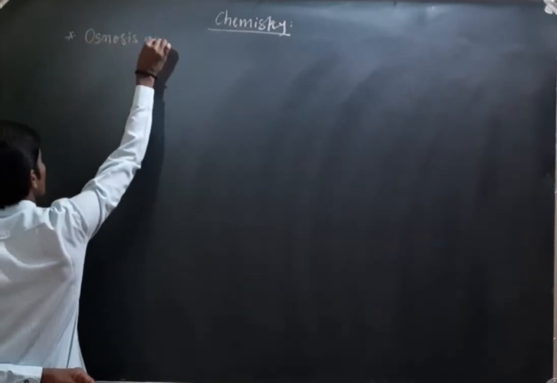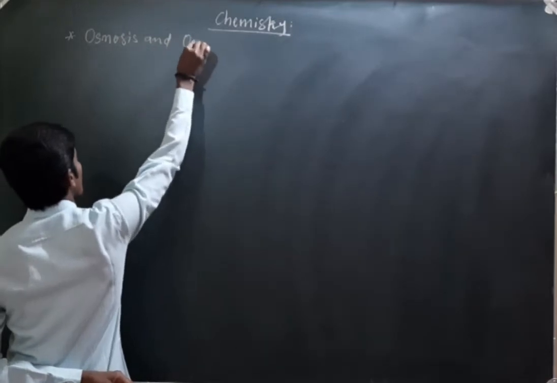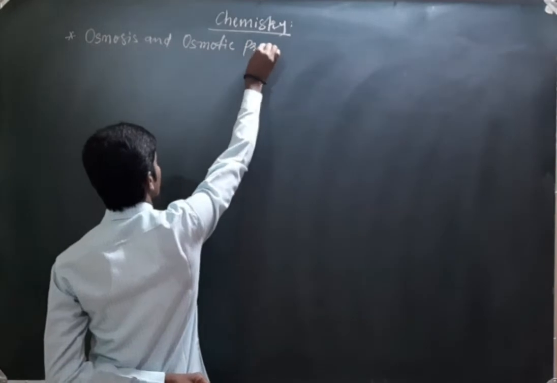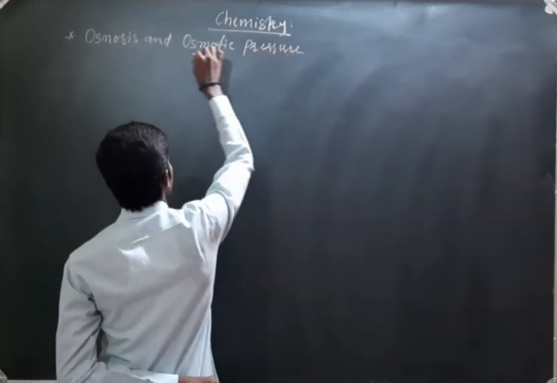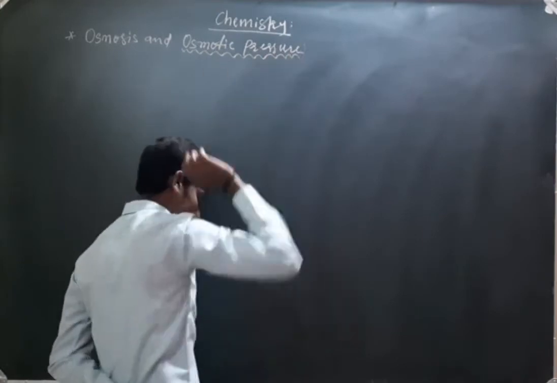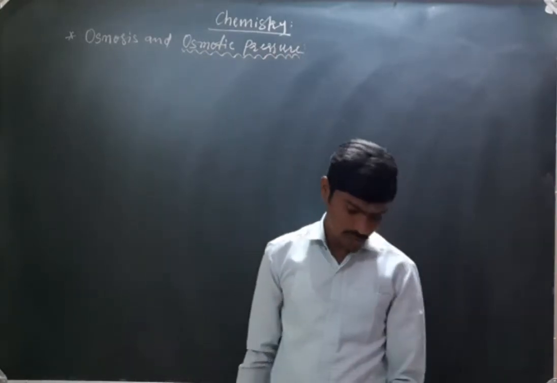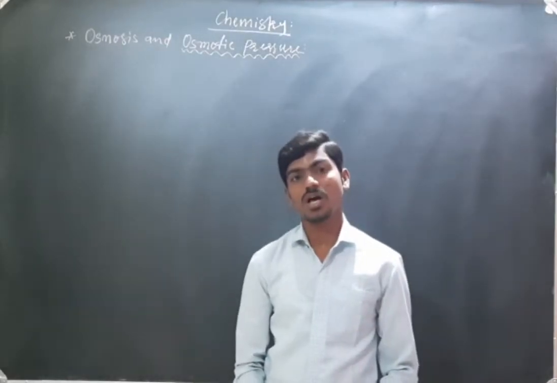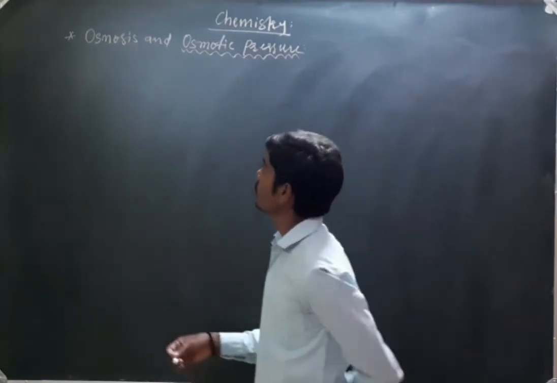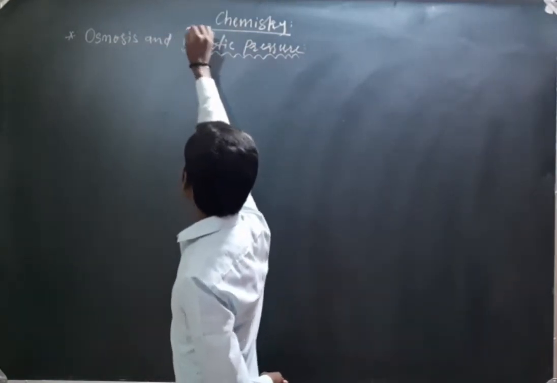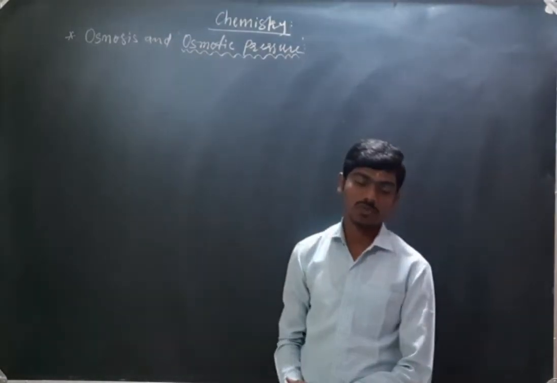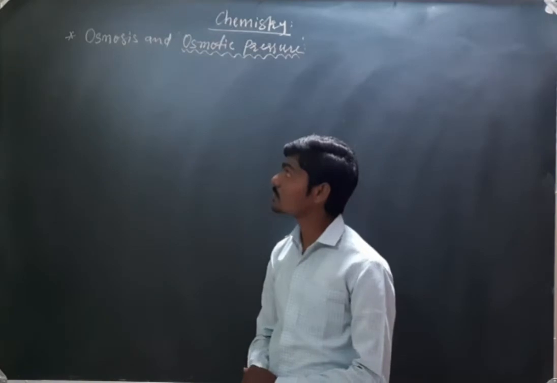osmosis and osmotic pressure. Osmotic pressure is the fourth colligative property which we are using to determine the molar mass of the solute. Now, before discussing the osmotic pressure, let's try to understand what is meant by the process osmosis.